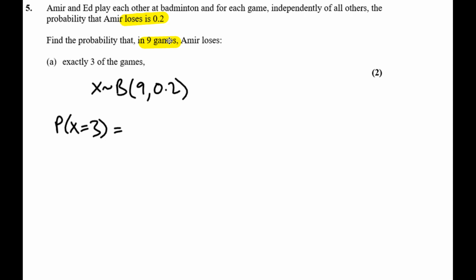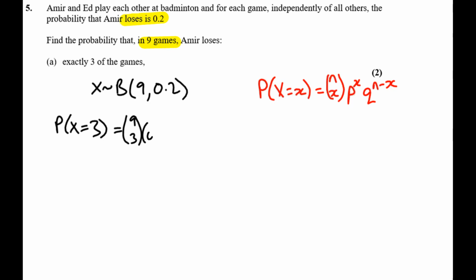Or we can actually use our probability statement for the binomial. Just to remind you, this statement here, which in this particular case would be 9C3, probability of success to the power of 3, probability of failure to the power of 6, and just that typed into our calculators. And from that we get 0.1762 to 4 decimal places.